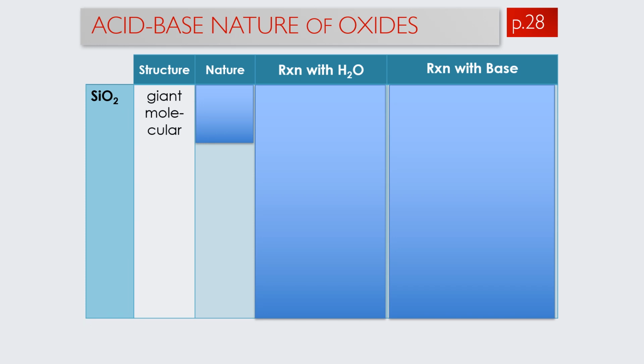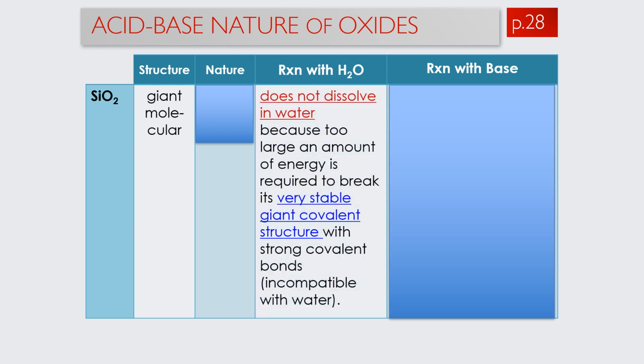Moving on, we will look at the reactions of the non-metal oxide. Silicon dioxide is a giant covalent compound with many strong covalent bonds between the silicon and oxygen atom. So therefore, it does not dissolve in water because too large an amount of energy will be needed to break the many covalent bonds in the structure.